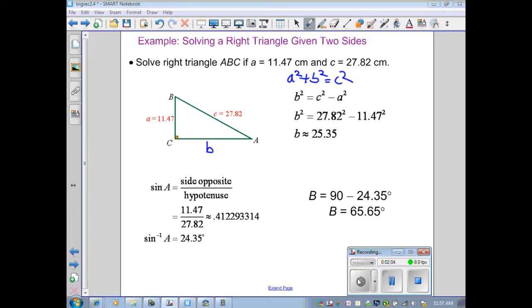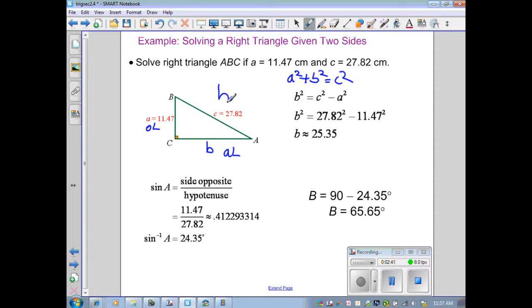Now what they did is they needed to find the measure of an acute angle. So they selected angle A as the one they wanted to use first. It doesn't matter. You could have selected B, but they selected A. Then what they did is identified the parts of the triangle based on the angle they selected. Here, side A, or 11.47, is the opposite leg to angle A. B helps form angle A, and it's also a leg, so this is the adjacent leg. And of course, the side opposite the right angle is the hypotenuse.